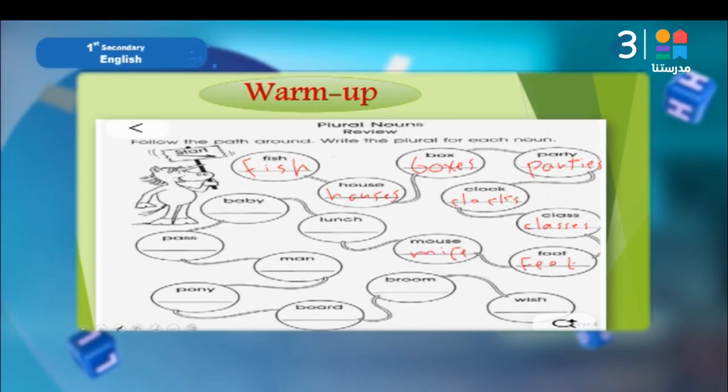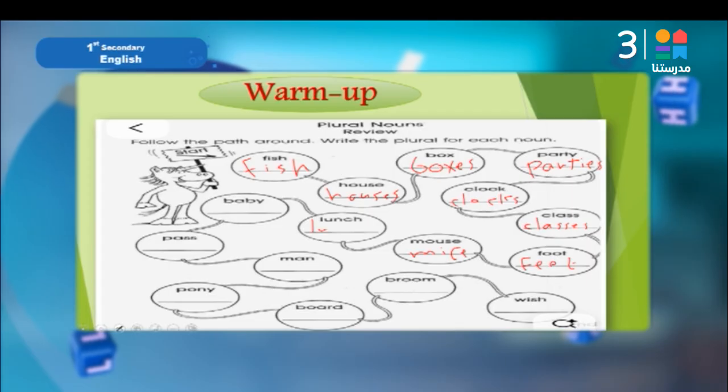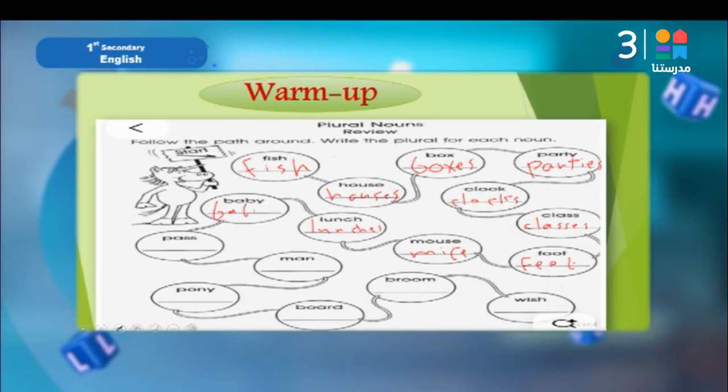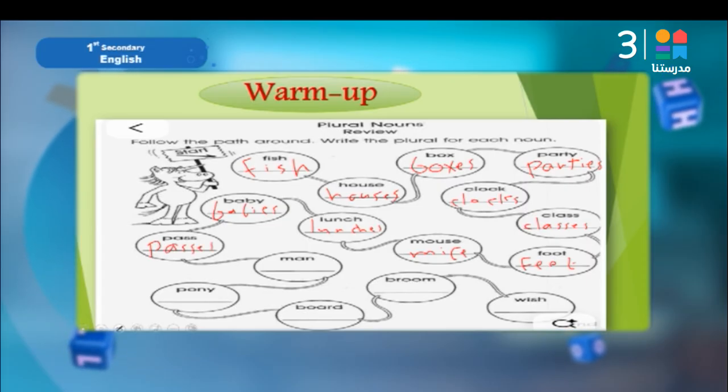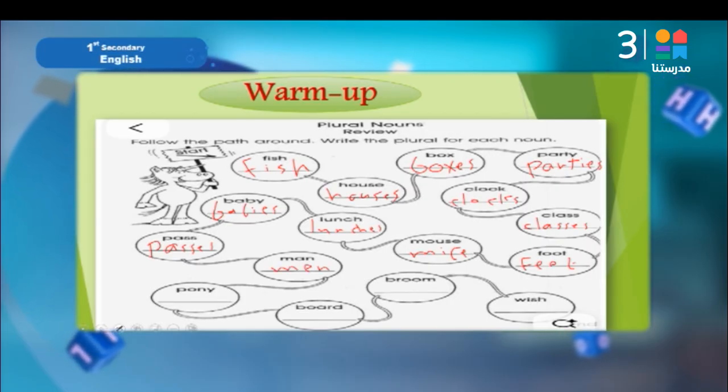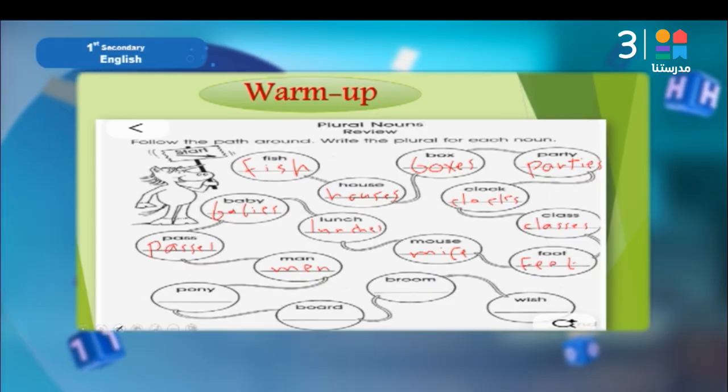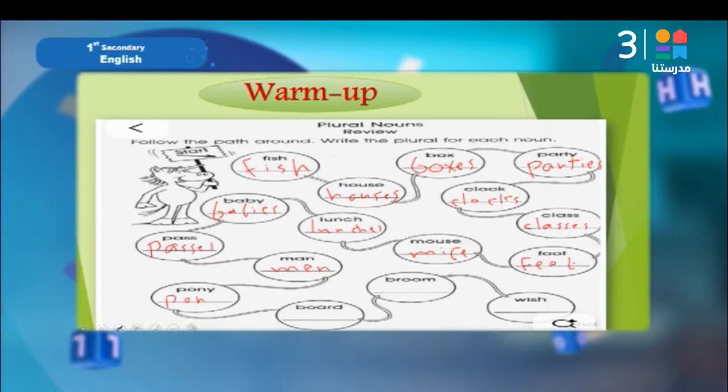Mouse. Mice. Lunch. Lunches. Baby. Babies. Wow, you are excellent toppers. You are one of the top notch out there. Pass. Passes. You have to follow the line. Don't cheat. Man. So easy. Men. Pony. Ponies.